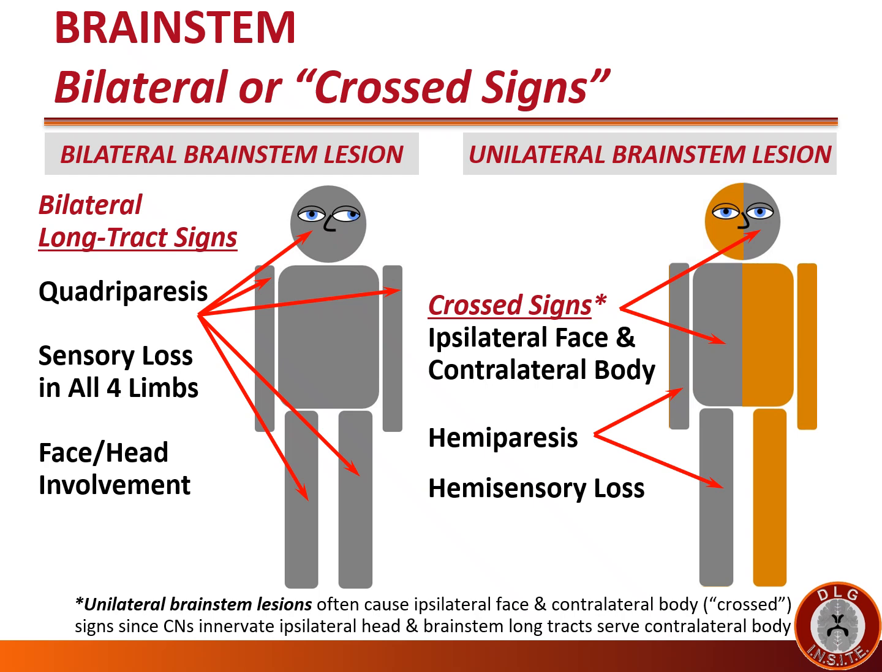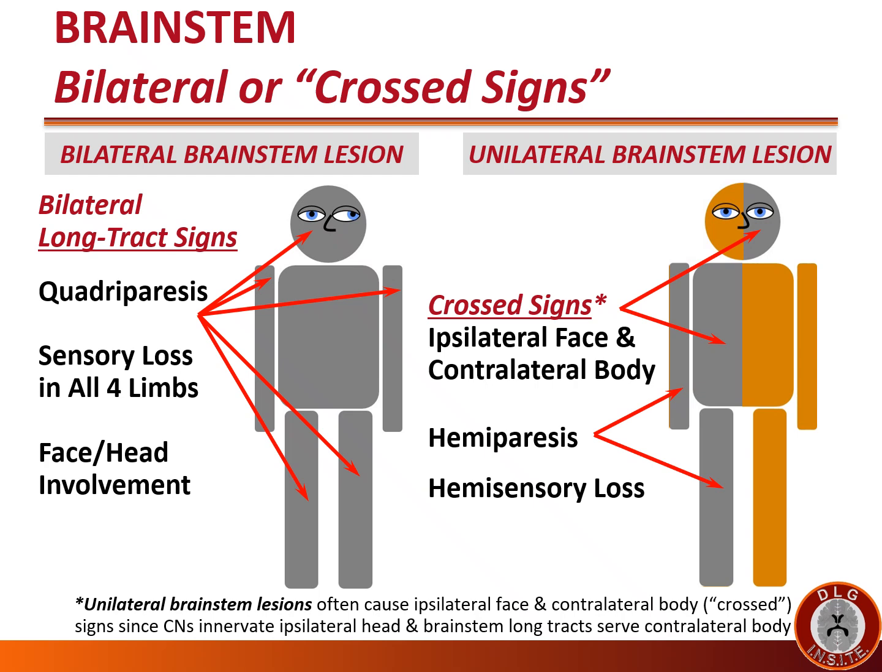Now, you can also get quadriparesis and sensory loss from the cervical spine, but when you have quadriparesis or sensory loss in all four limbs and also have face or head involvement, like cranial nerve involvement, like eye movement abnormalities or vertigo, then it's likely a bilateral brainstem lesion. On the other hand, it is possible to get a lesion on one side of the brainstem, and unilateral brainstem lesions tend to give crossed signs.